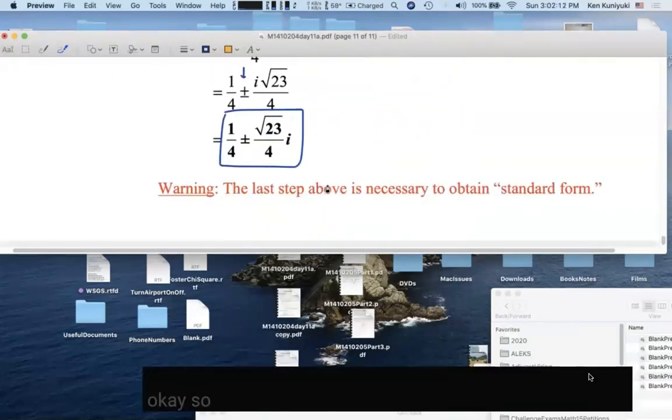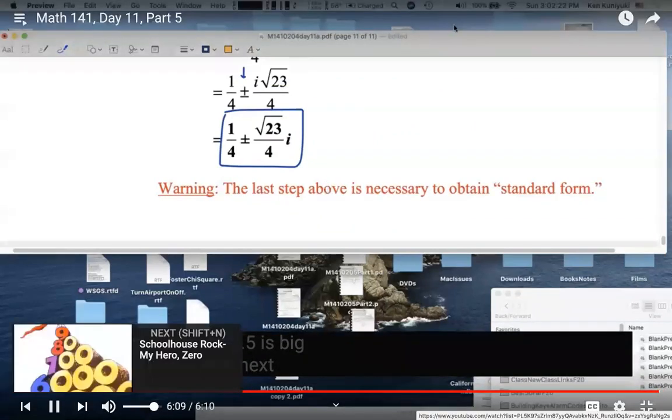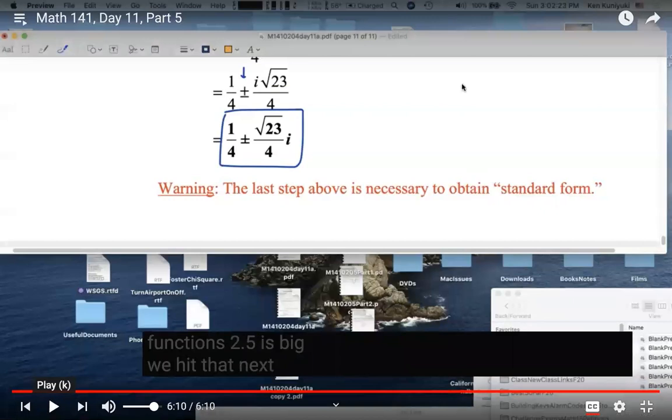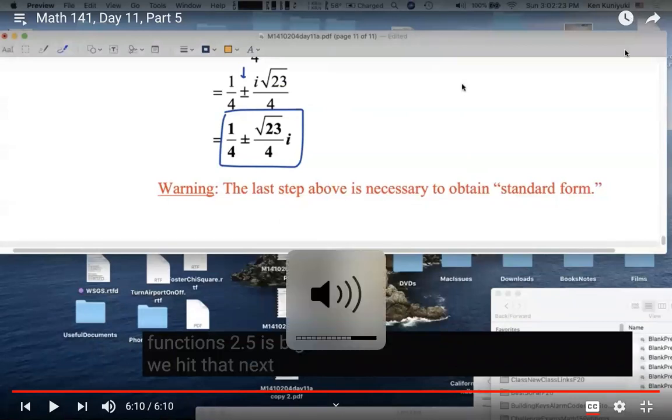Okay, so next, we are now ready in section 2.5 to talk about finding all complex zeros of polynomial functions. 2.5 is big. We hit that next. All right, but let's take a break and have a fun little video. Any questions? Zeros, including complex zeros of polynomial functions. All right, I love this. I love these things growing up.